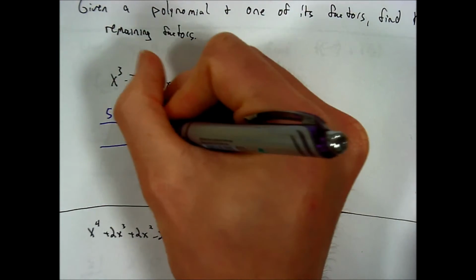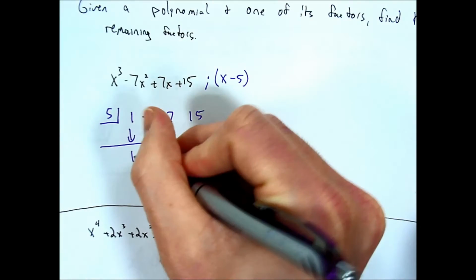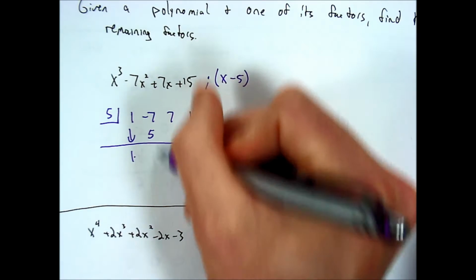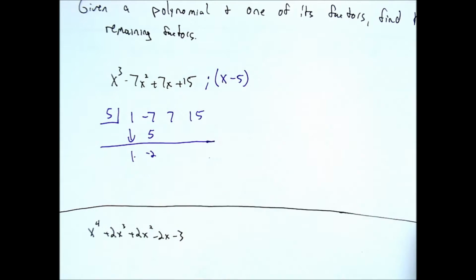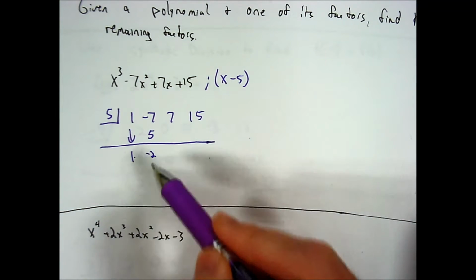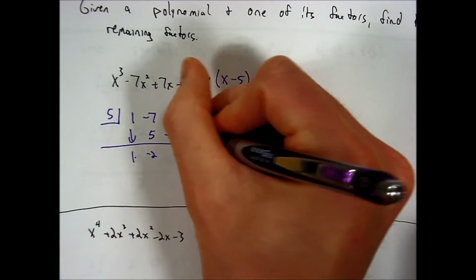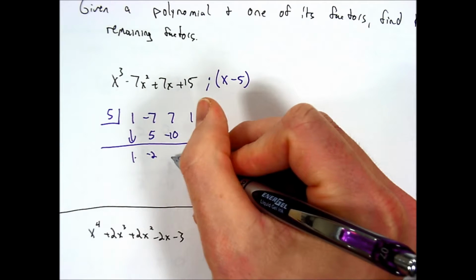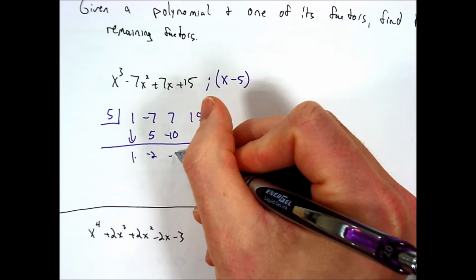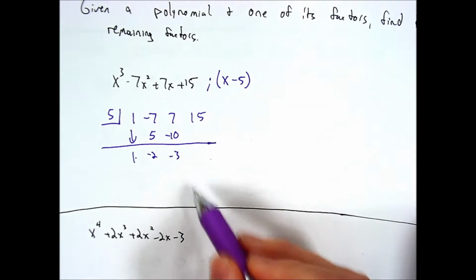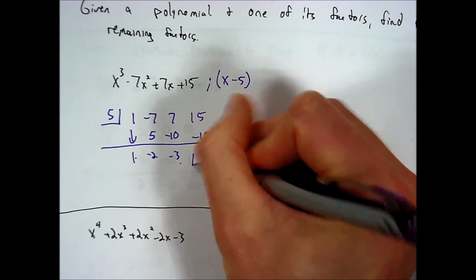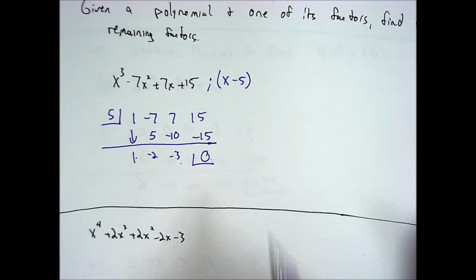Okay, that first one comes down, 1. 1 times 5 is 5. We add down, negative 2. Negative 2 times 5 is negative 10. We add down, negative 3. Negative 3 times 5, negative 15. Perfect, no remainder. That means x minus 5 was a factor.